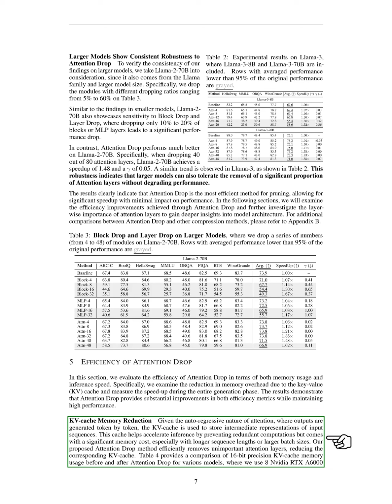For KV cache memory reduction, we note that since attention generates outputs one token at a time, the KV cache stores intermediate representations of input sequences. This cache speeds up inference by avoiding repeated calculations, but it can consume a lot of memory, especially with longer sequences or larger batches. Our attention drop method effectively removes less important attention layers, leading to a smaller KV cache.